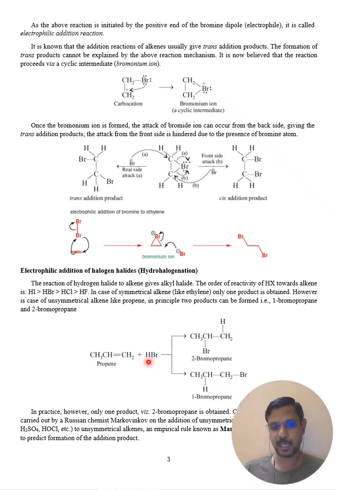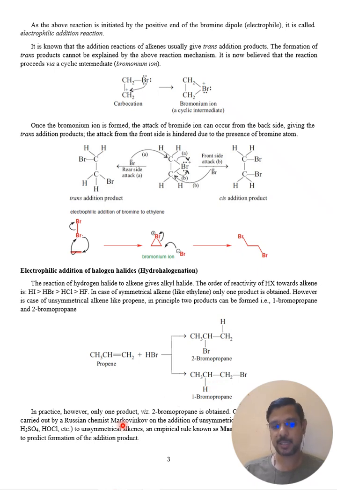For example, if the H plus adds on the second carbon, you get 1-bromopropane, right? If the hydrogen adds on the terminal carbon, that is C1, then we get the product 2-bromopropane. So there is a possibility of two products, right? A mixture of products can be possible. So which product will be the major product, that we need to see.